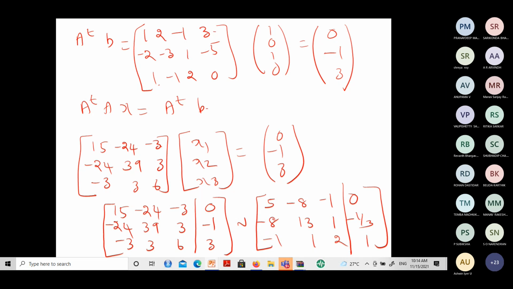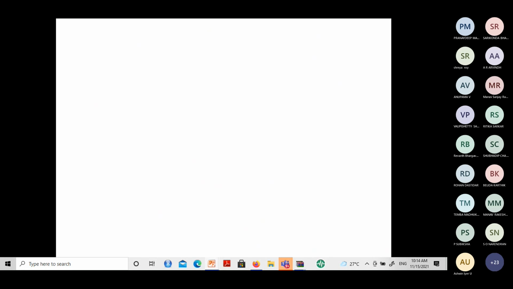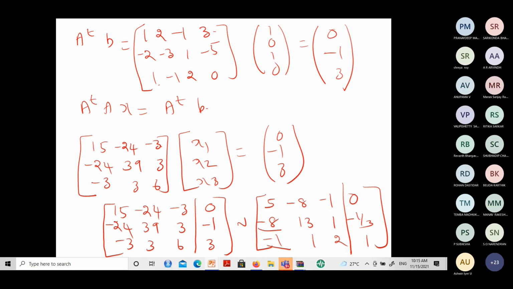Okay. So what is your aim? I have to make this entry 0 and also this entry 0. 5 minus 8 minus 1 0. 5 minus 8 minus 1 0. Okay. Second row, what do you do here? Please carefully, shall we do?